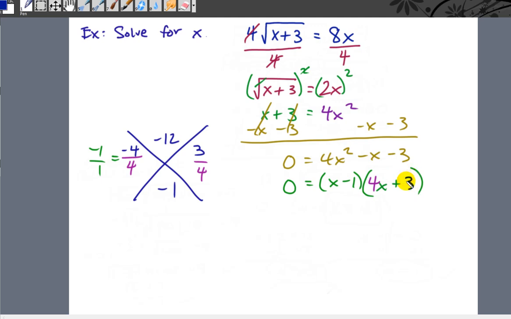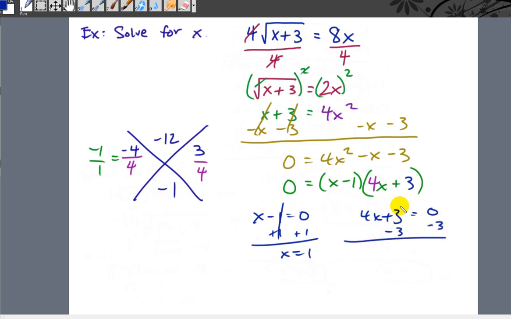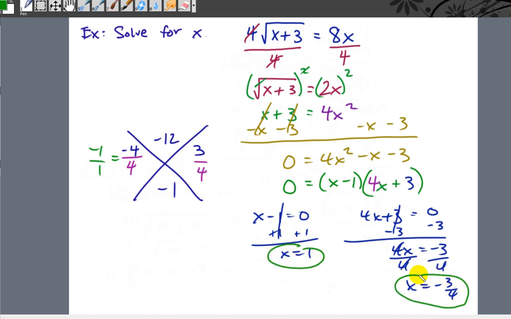Now we can go ahead and solve for x. So we have x minus 1 equals 0. Add 1 to both sides, and we get x equals 1. And then we have 4x plus 3 equals 0. So we can subtract 3 on both sides, so 4x equals negative 3. Divide by 4, and we get x equals negative 3/4. So these are two possible solutions that could come out of this.